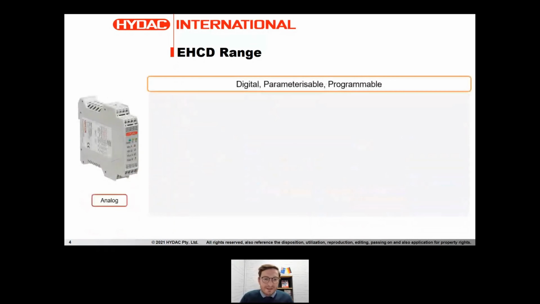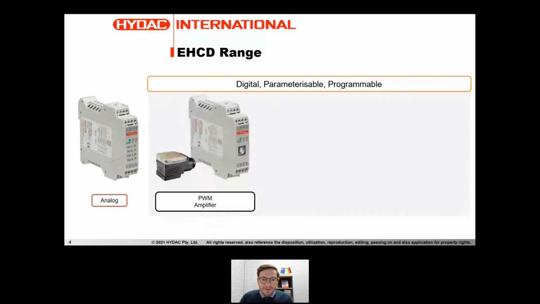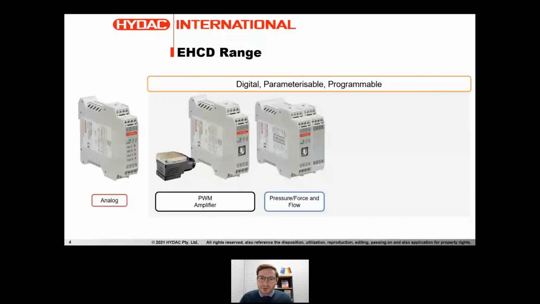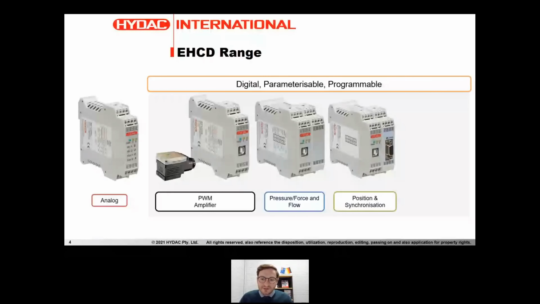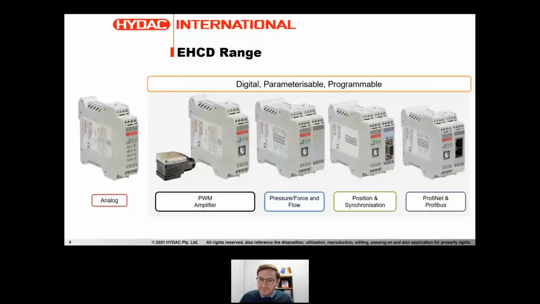So our EHCD range. We have quite a broad range of devices. First of all, we have our analog device here, and by analog, I mean you configure it using potentiometers, as you can see on the front of the screen. And we have our digital parameterizable and programmable devices. For example, we have our PWM amplifiers, special pressure, force, and flow controllers, position and synchronization modules, and we also have Profibus and Profinet options.